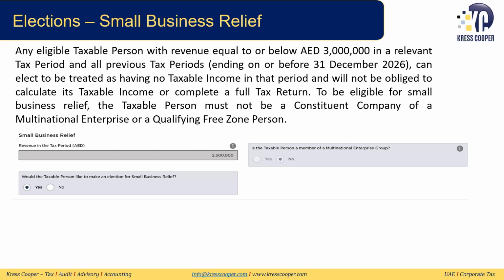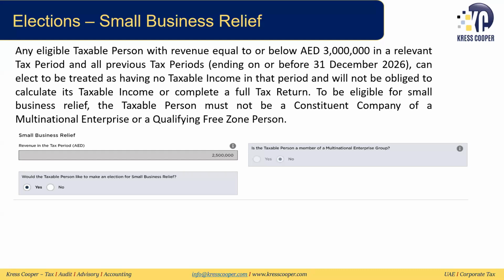Now this relief is applicable if the revenue that you have is less than 3 million in the relevant tax year, which is the current tax year, and all previous tax periods. Now, there is no previous tax period in this first return, but in a subsequent return, for example, when you're filing the return for tax year 2025, this turnover should be less than 3 million in tax year 2024 as well. Then only you will be eligible to have this relief. And if that is the case, then it will show you these questions and ask you to select if you want to take this relief.